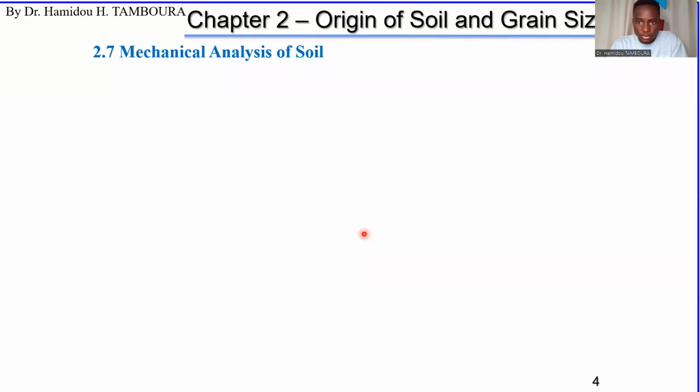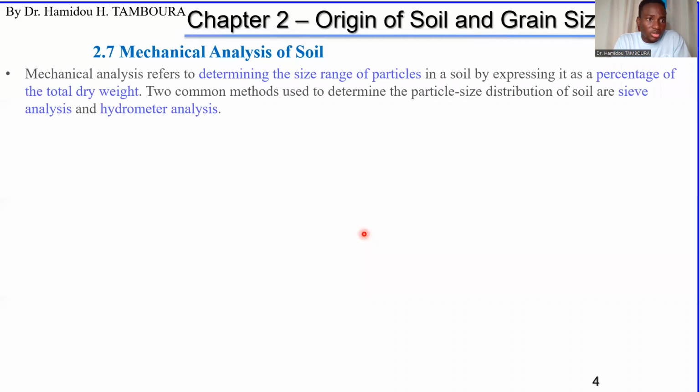What is mechanical analysis of soil exactly? This mechanical analysis of soil means determining the size range of soil particles by expressing this with a percentage of total dry weight of the soil. Generally, two methods are used for this: sieve analysis and hydrometer analysis.